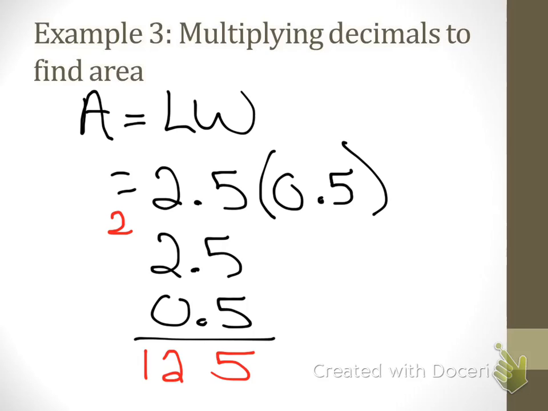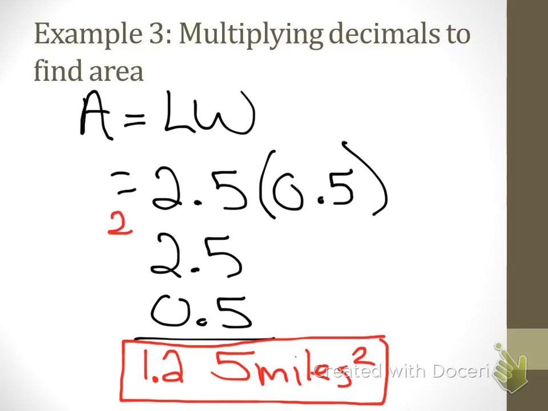Okay, and we get 125, but remember we have to have our decimal places. There are 2 decimal places there, so we move over 2 places. And 1.25 miles squared would be our answer, or if you said square miles, that would be correct as well. And if you understand that, that's everything you need to know for 2.3.